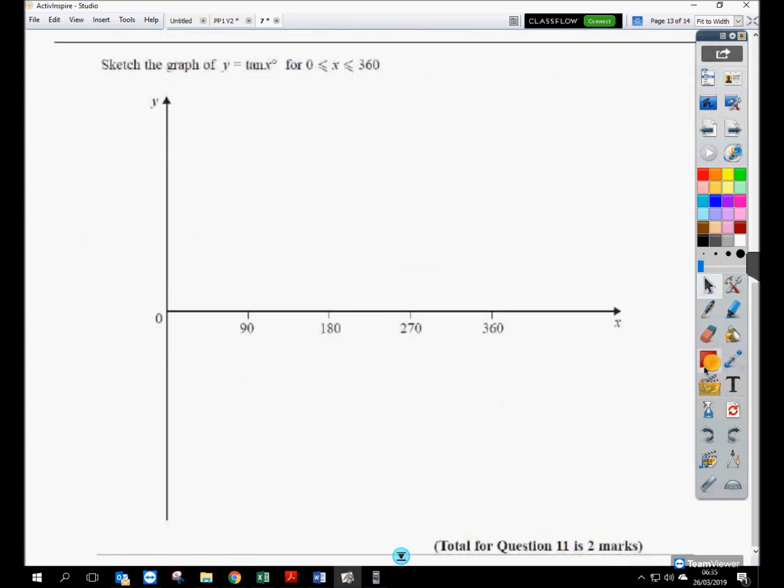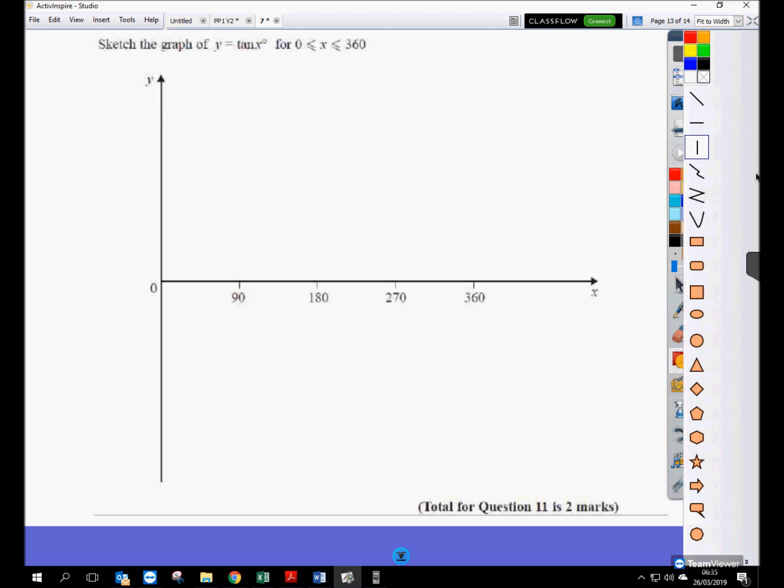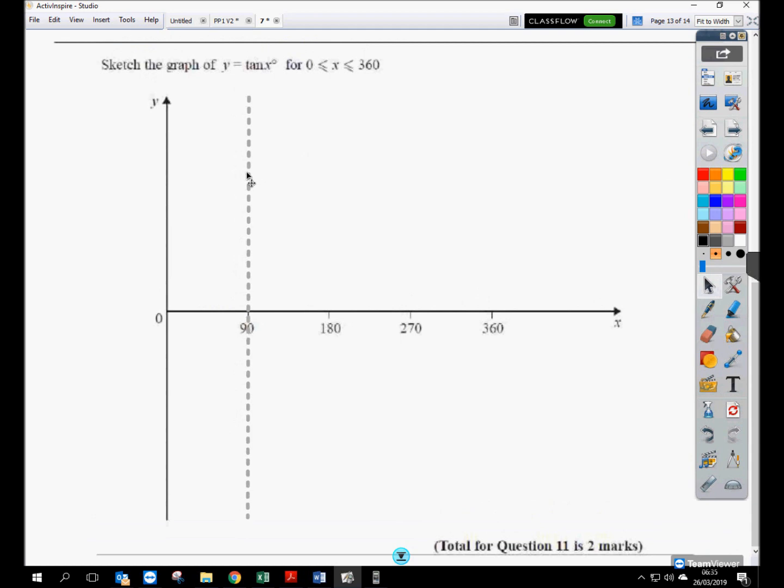Next, sketch the graph of tan x. What we'll do first of all is mark our asymptotes. Asymptotes are at 90 and at 270. This is where the graph doesn't exist, so I'd like to just show that with a dashed line. So asymptotes at 90 and at 270, and then we'll try to draw the curve now.